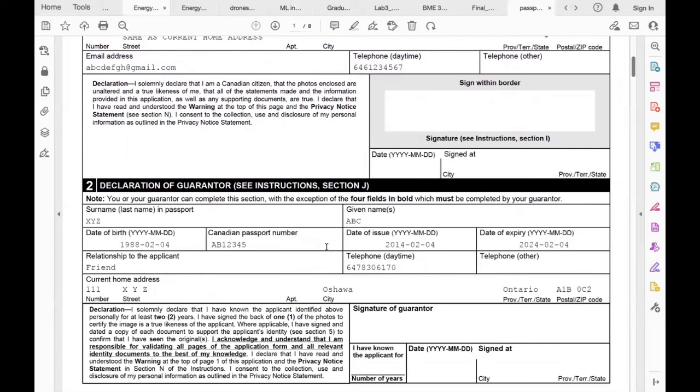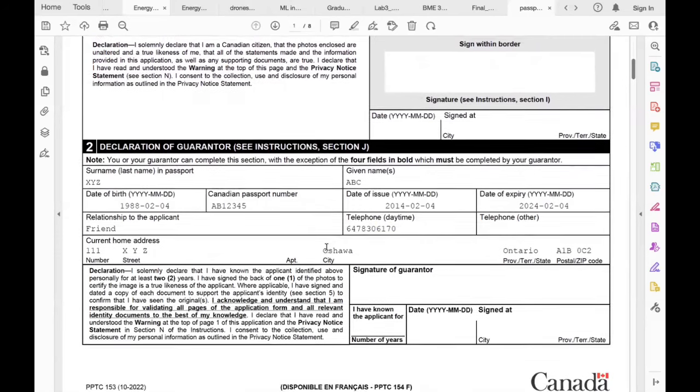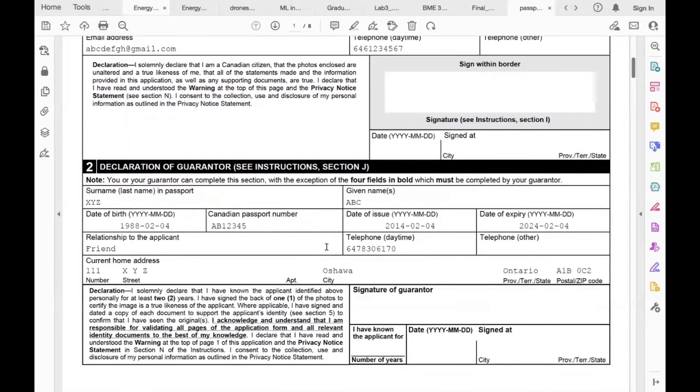Declaration of guarantor, the most important thing. You can have this information even before you have your certificate. You can ask your guarantor to give you this information. You fill it up, and then you have your application ready.